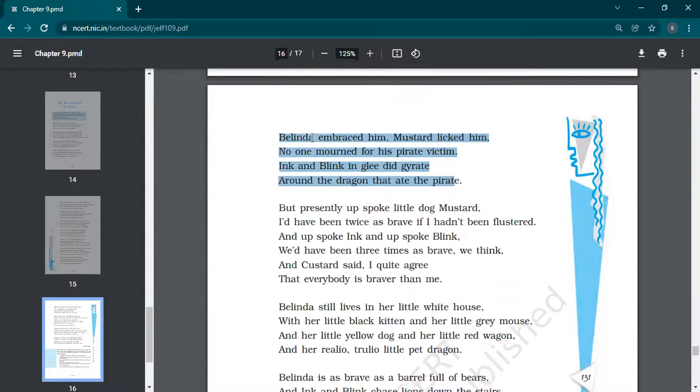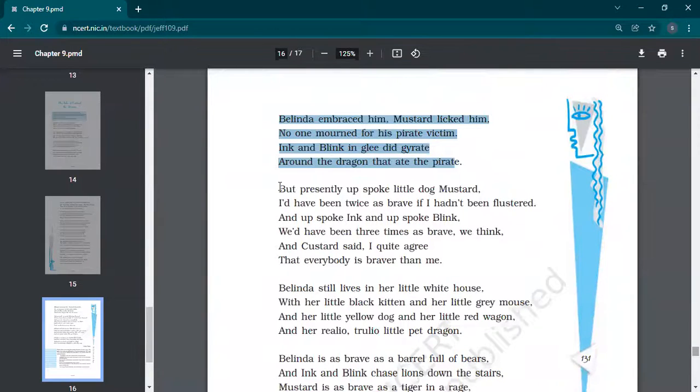So when Belinda saw this incident, that he has swallowed this man, she hugged the dragon and Custard started licking the dragon. Nobody was crying for the victim, that pirate who died in this incident, but everybody was so happy. They were merrymaking and started dancing around the dragon who ate the pirate. Clear? Meanings are clear, beta. But we are about to finish this poem.